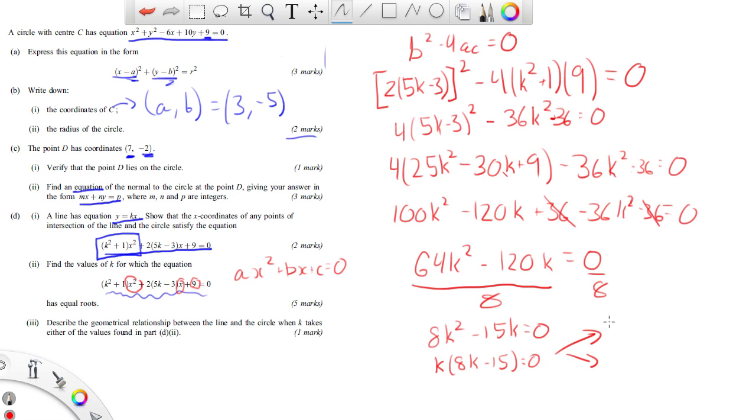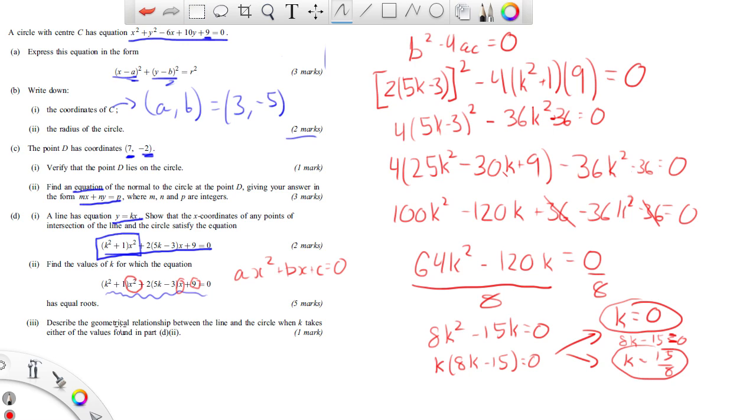Zero product property says that we're going to have two answers here. We're going to have k is equal to 0. And if we set 8k minus 15 equal to 0, we're going to solve that, and we're going to have k is equal to 15/8. So there's one answer, and there's the other one. So there are the two values for k that have equal roots. Oof, I almost got tripped up on that last part there, but I talked myself through it, and that's exactly what you should do. So stay calm, and you'll get it.